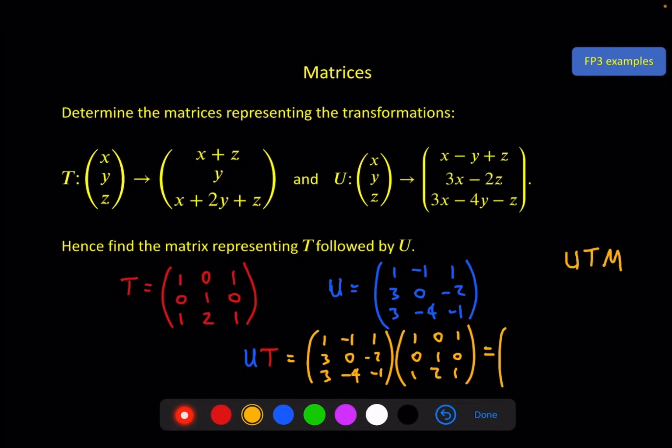Which gives us 1, 0, 1, that's a 2. 0, minus 1, 2, that's a 1. 1, 0, 1, that's a 2. Then we have 3, 0, minus 2, gives us a 1. 0, 0, minus 4. 3, 0, minus 2. 3, 0, minus 1. 0, minus 4, minus 2. 3, 0, minus 1. And that is our answer for that.